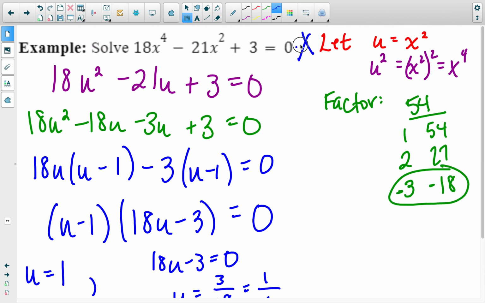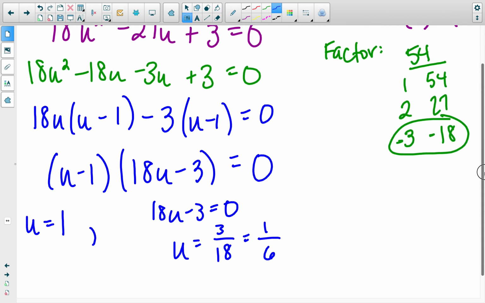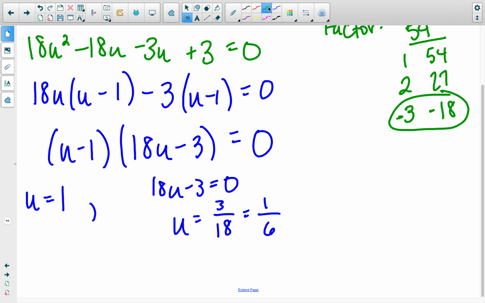Remember, at the very beginning, we made a substitution. So now we have to undo that substitution to get our answer back in terms of x. Okay, so u equals this. Remember, u is equal to x squared. So we're really saying 1 and 1/6 are each equal to x squared. Now we have to solve these two equations.